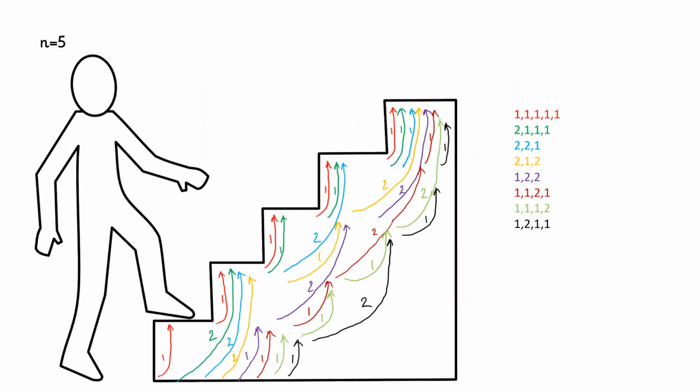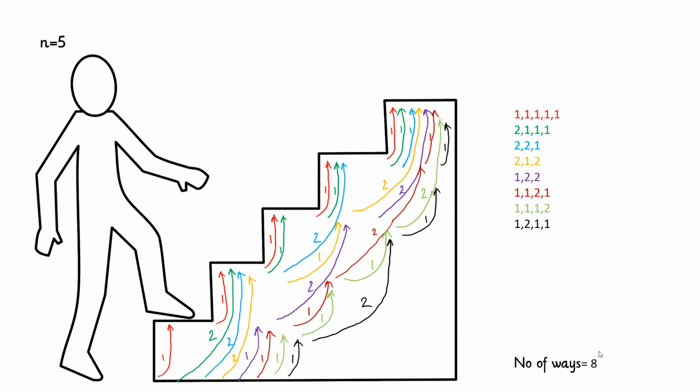So let's see the last one, guys. If n equals 5, I have already calculated it for you. There are a total of 8 different ways to reach the 5th step. You can easily trace them with the arrows based on the color. The first is the red one, where the red arrows always take 1 step. Similarly, I have calculated all the different possible ways to reach step 5, and the total number of ways is 8.